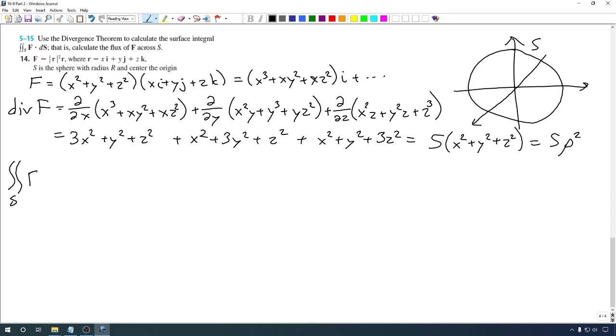So we're integrating F dot dS over the sphere. It's going to be in spherical coordinates. Remember, theta goes from 0 to 2 pi. Phi goes from 0 to pi. Rho is going to go from 0 to the radius, in this case, r. They didn't give us an actual value for that. We're going to be integrating 5 rho squared, but we also need our additional factor of rho squared sine phi.